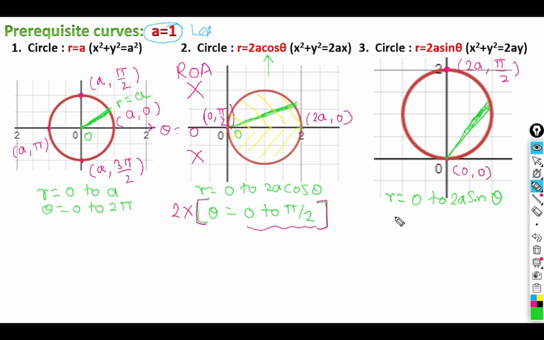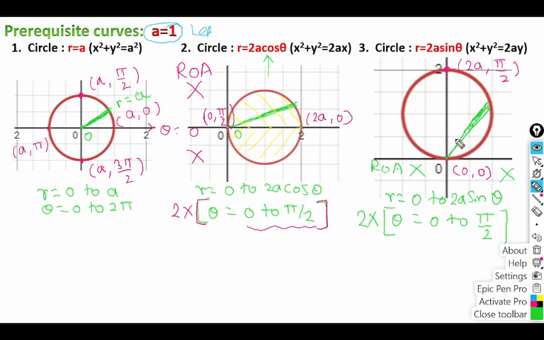But what about theta? Theta will vary from 0 to pi by 2, and 2 times again. Two times 0 to pi by 2, or directly 0 to pi, because in this case the third and fourth quadrants are the region of absence. So you can directly take 0 to pi, or 0 to pi by 2 with the same symmetry, and 2 times. Whatever region you get in 0 to pi by 2, exactly the same region you get here. So that's the third.